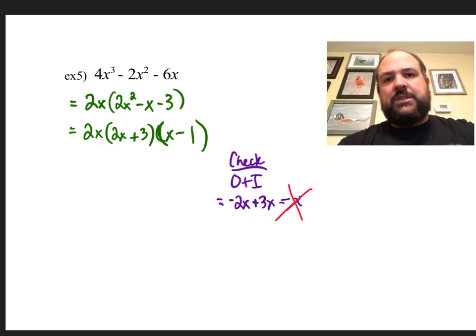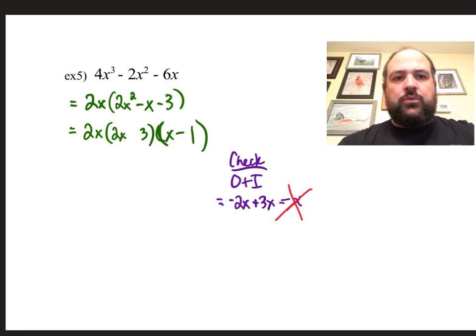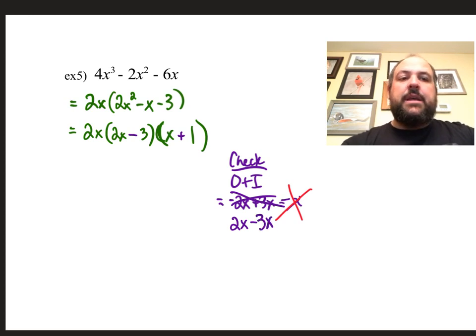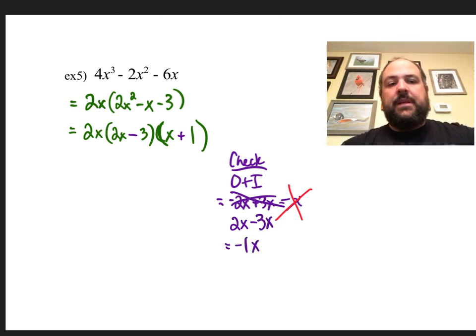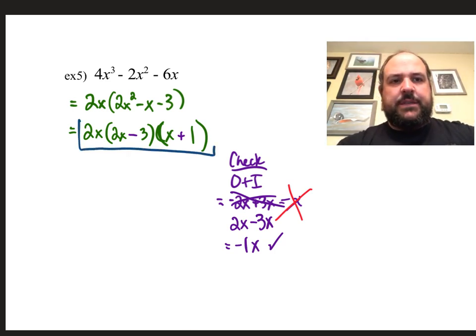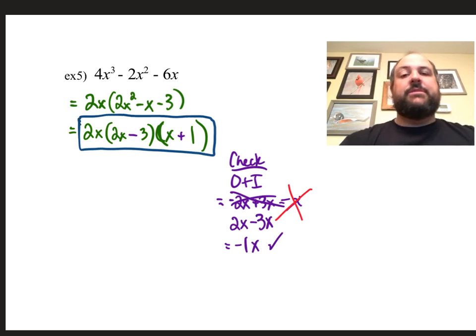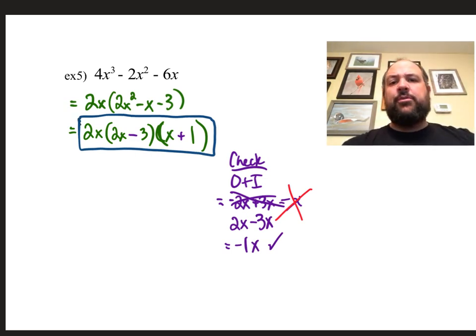So, simple fix. We're going to take the signs and we're going to switch them here. Instead of having the plus and then the minus, we're going to put the minus first and then the plus. So now when I do my check, the outside here would be positive 2x. The inside would be negative 3x. They add up to negative 1x. That's what we want. That means this is our final answer. 2x times 2x minus 3 times x plus 1. I can't break those binomials down any further.